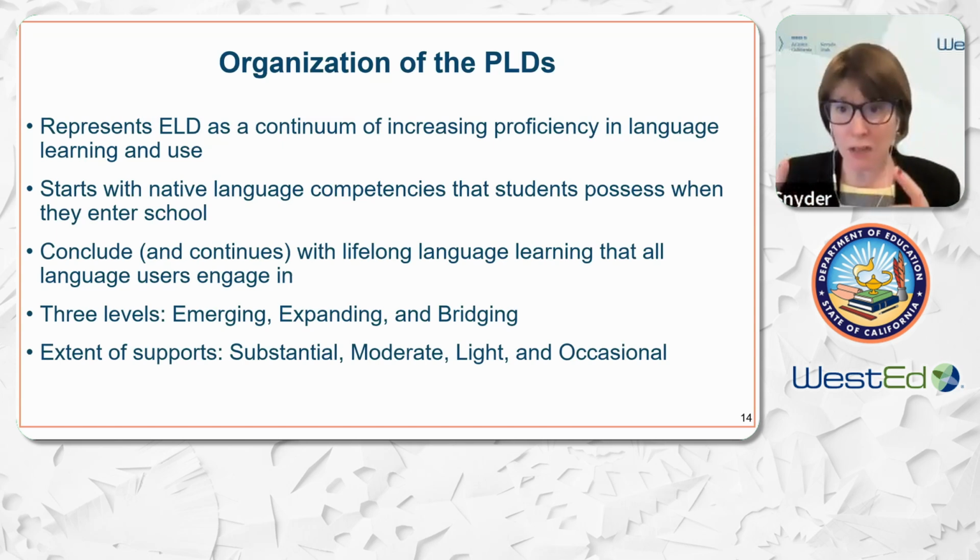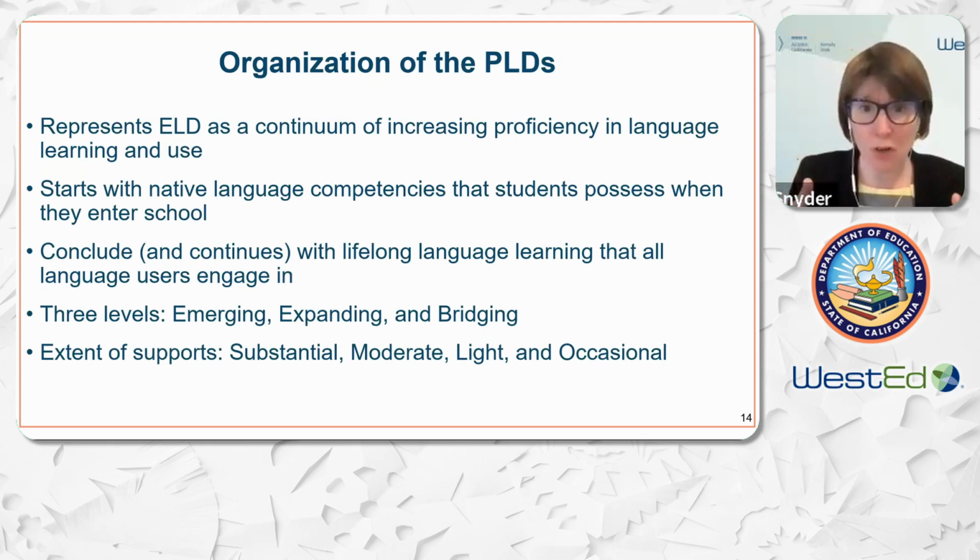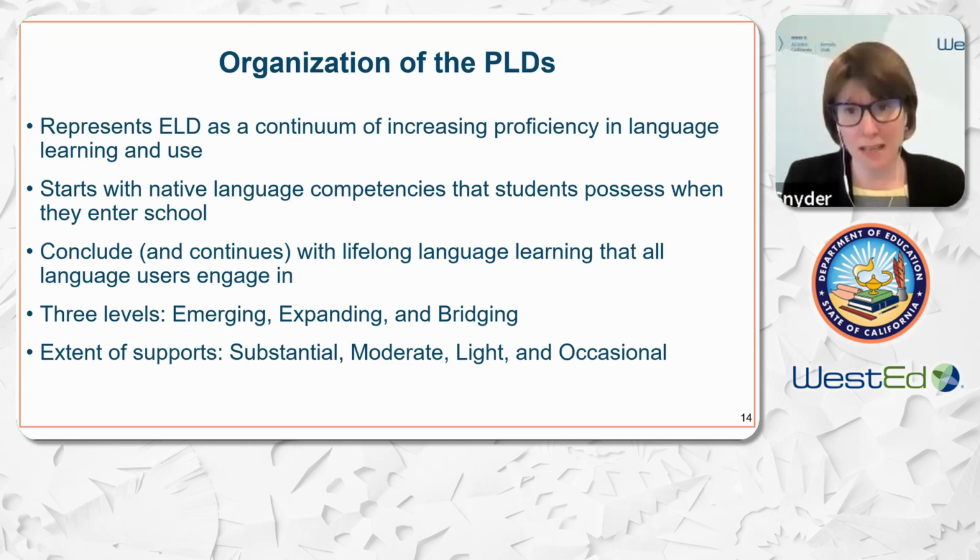So within the PLDs, general levels of support are identified as substantial, moderate, light, and occasional. And the descriptors for these general levels of support are intended to signal the extent of linguistic scaffolding most likely needed for appropriately implementing the California ELD standards at each proficiency level. The descriptors, however, are not intended to explain how to provide support or differentiate instruction for EL students at each level.